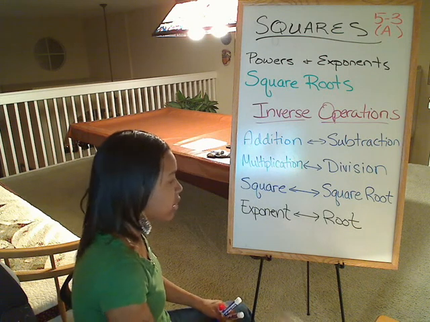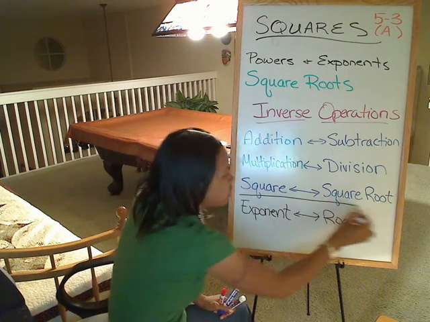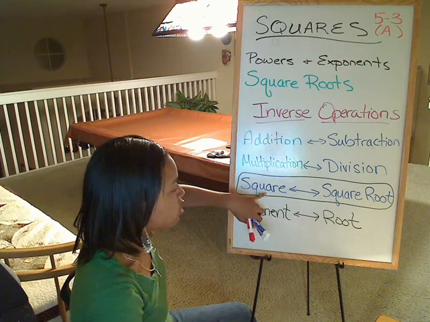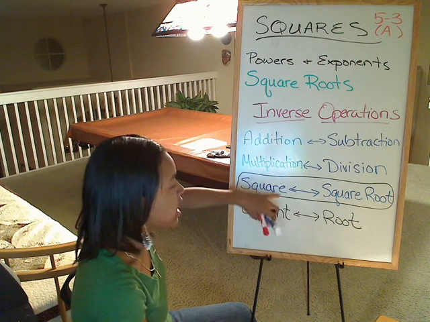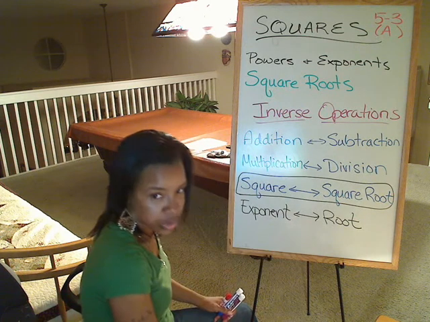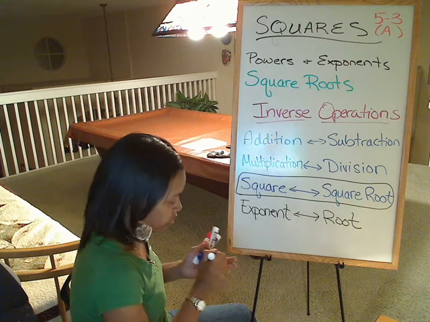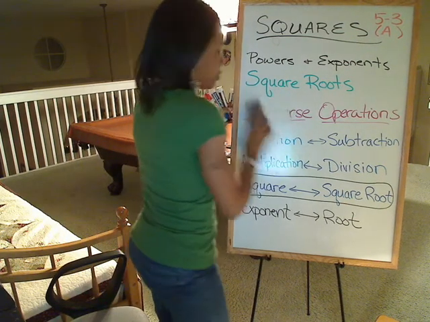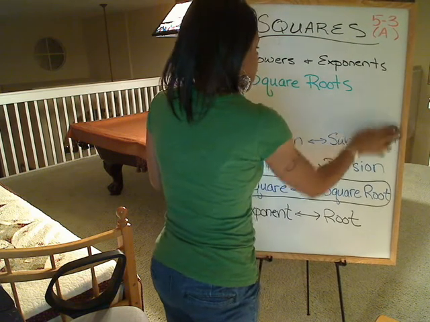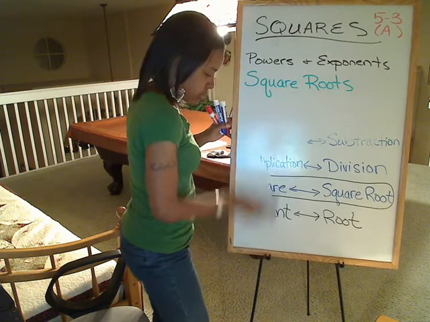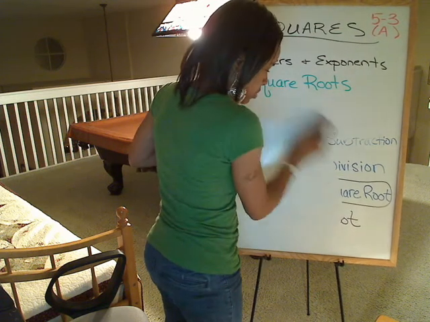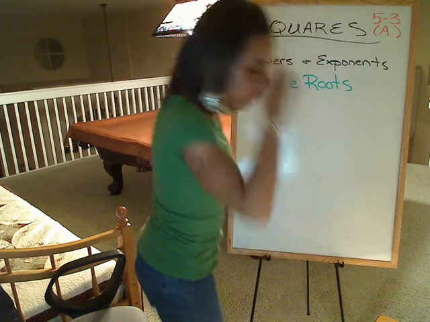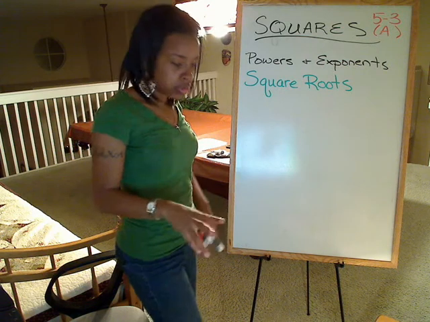For today, or for this lesson, we're going to focus on one exponent, which is the second power, the exponent 2, which is called squaring. And the inverse to that operation is the square root. Okay? So let's do some square root problems. Now, to show you what I mean by square root, I'm going to use an example.